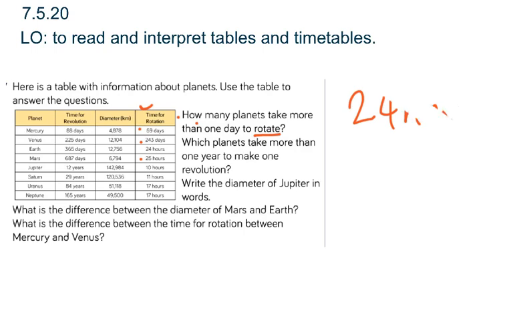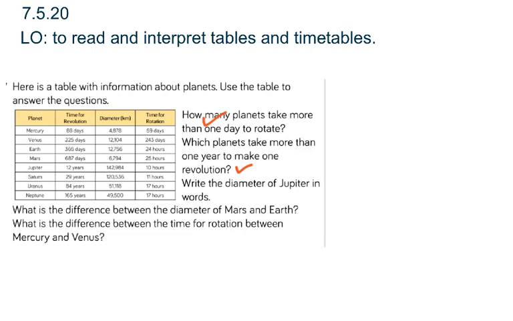Okay, let's get rid of that. So reading the question is really, really important, because it's going to direct you to the right part of the table. So we've done that one. It says, which planets take more than 1 year to make one revolution? Now, they deliberately put revolution and rotation there to make sure that you are really, really careful and that you look in the right column.